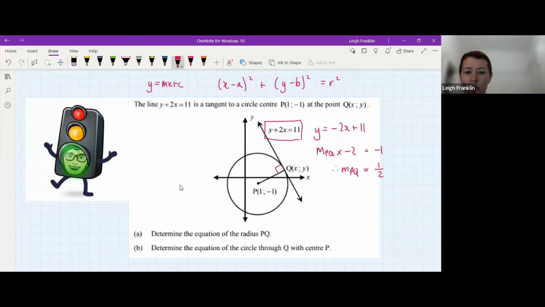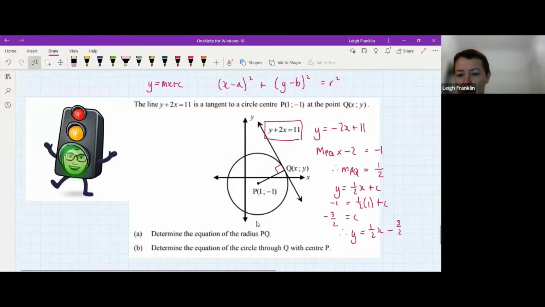Now we know that the radius goes to point P, so we can sub in y equals mx plus c. So y is negative 1 when x is equal to 1. That means that c was going to be equal to negative 3 over 2. So therefore, the equation of the radius PQ is the line y equals 1/2 x minus 3 over 2. Do you guys agree? Did you get the same answer?